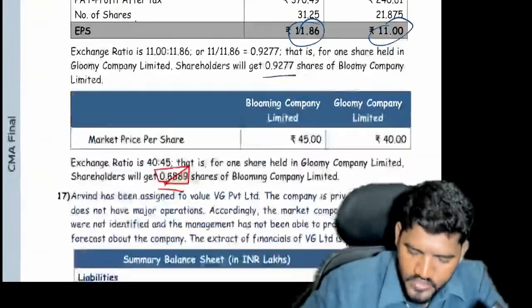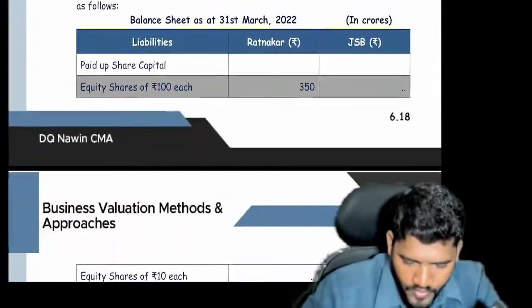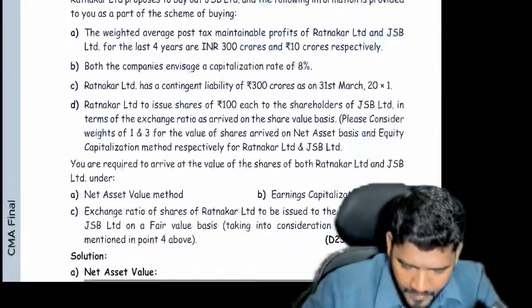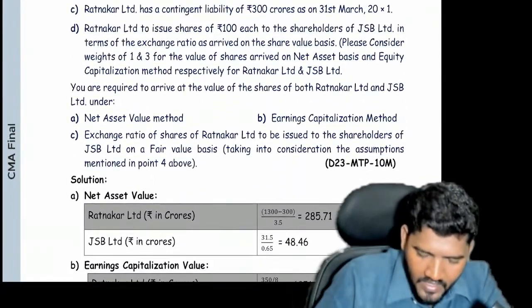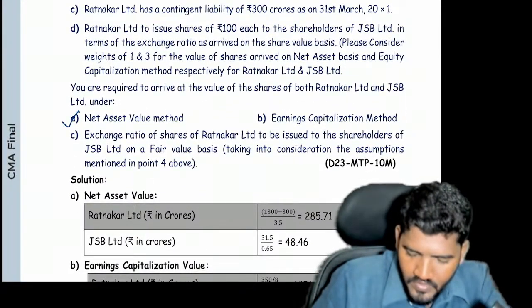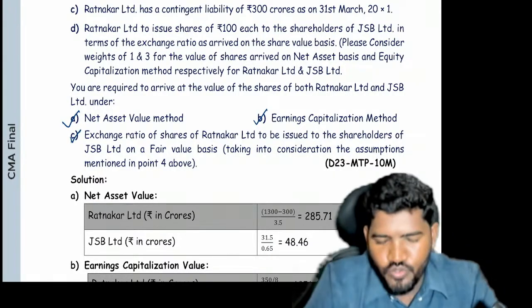So these are the models we have. The Ratnakar Limited model is also there. I will give an overview. Last, it is also an important one. So you have to calculate the net assets value method and the earning capitalization method and swap. So there are two companies.